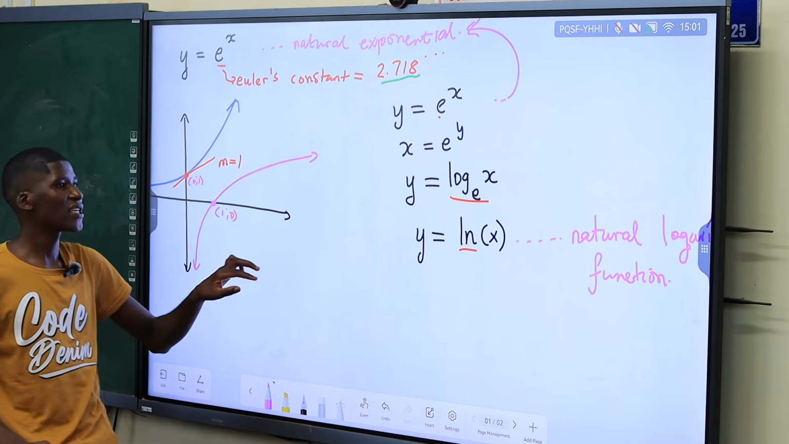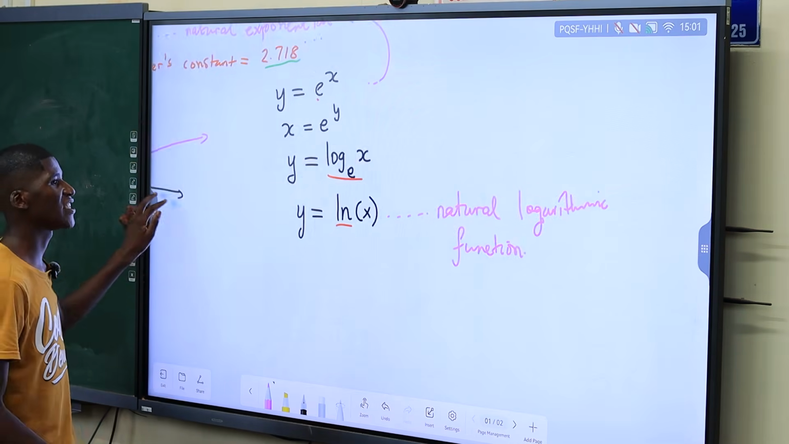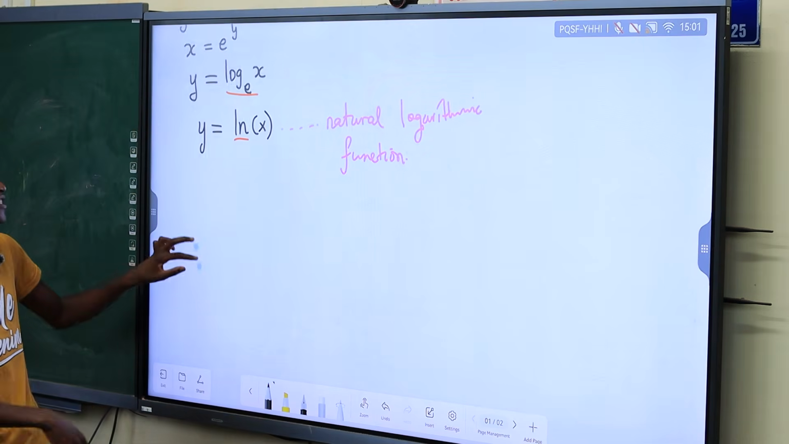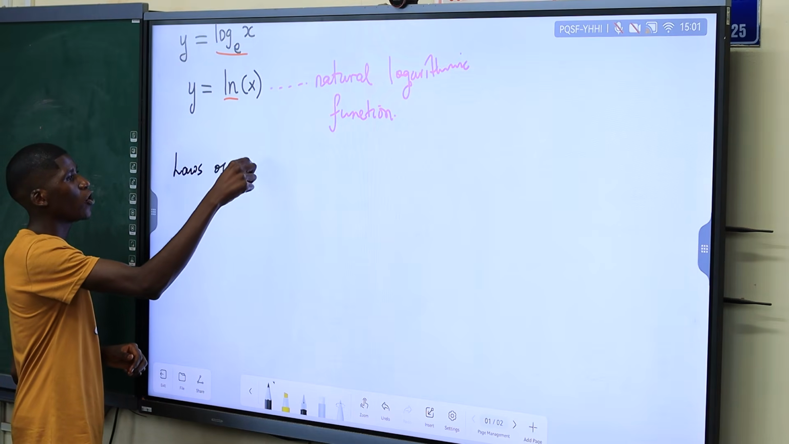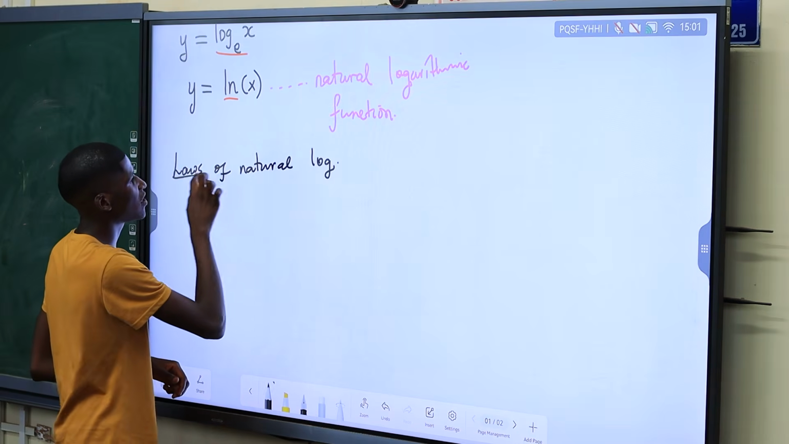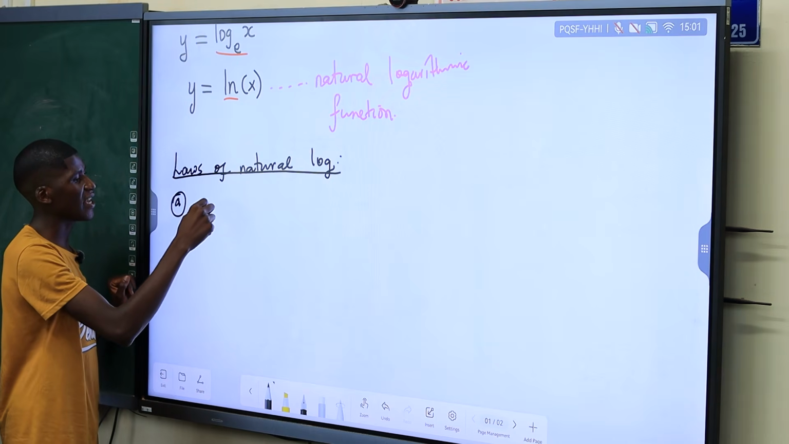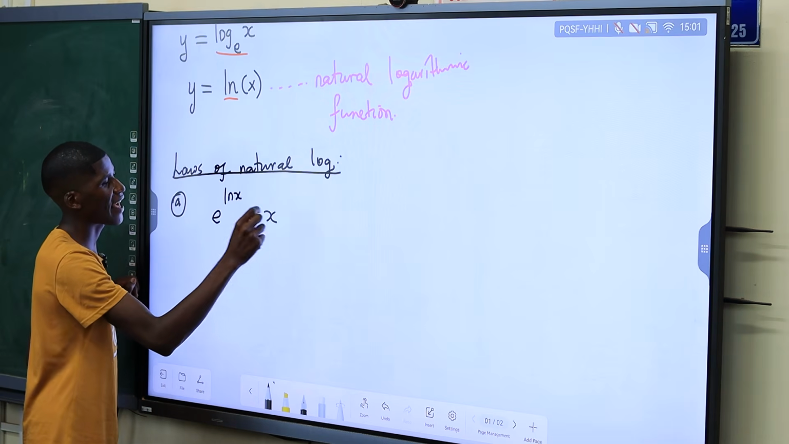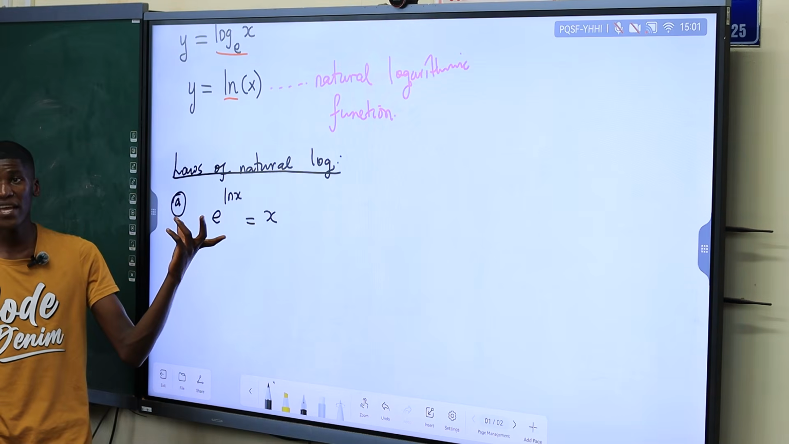So at this point, we want to look at the algebraic side of things because we won't be using graphs so much for your calculus. So we need to look at the laws of logarithmic functions. So the laws of natural logs. The first law that we're going to talk about is the one that says e to the power of ln x is equal to x. That's the first law. e to the power of ln x is equal to x.